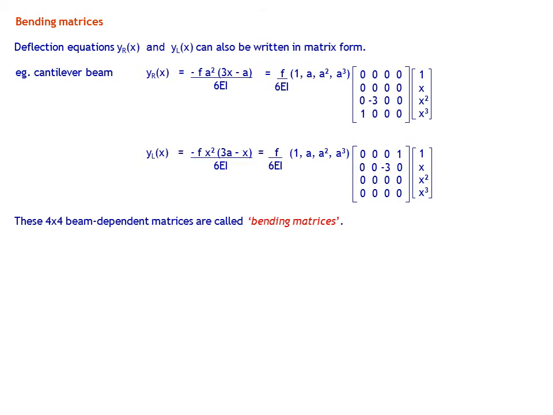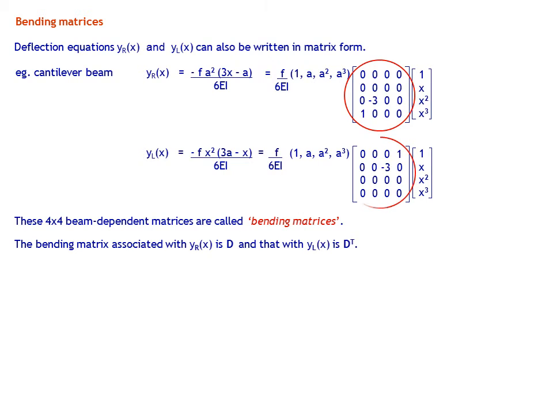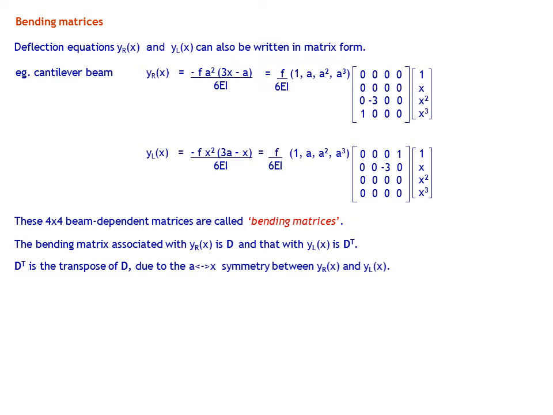I call these 4×4 matrices bending matrices because they essentially tell the beam how to bend. They are beam dependent, differing from one beam to another. If we call the bending matrix associated with YR of x D, then the bending matrix associated with YL of x is D transpose, the transpose of D.